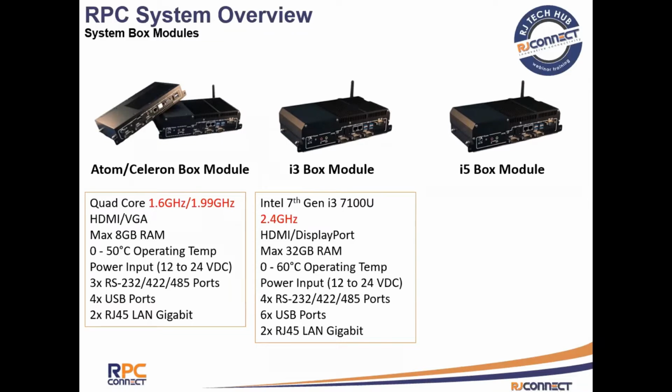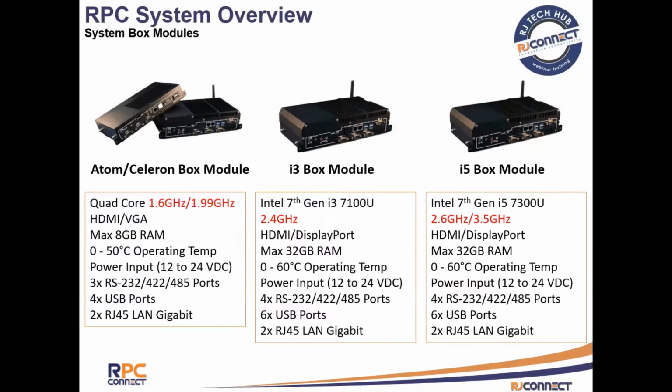It has 4 RS-232, 422, or 485 ports. And also it has 6 USB ports and 2 RJ45 LAN gigabit ports. And also we have the Intel 7th generation i5 box module, which has the same features as the i3 box module, except that the CPU is 7300U, 2.6 gigahertz to 3.5 gigahertz CPU processor. That's the only difference.